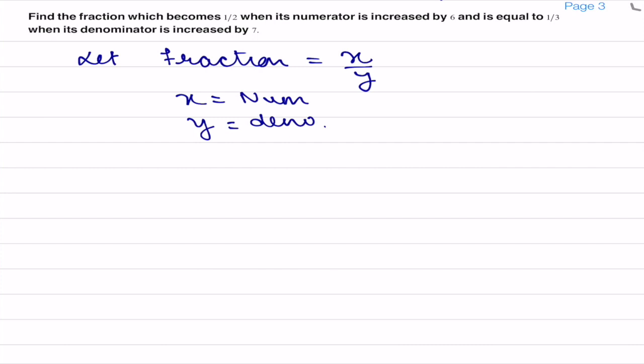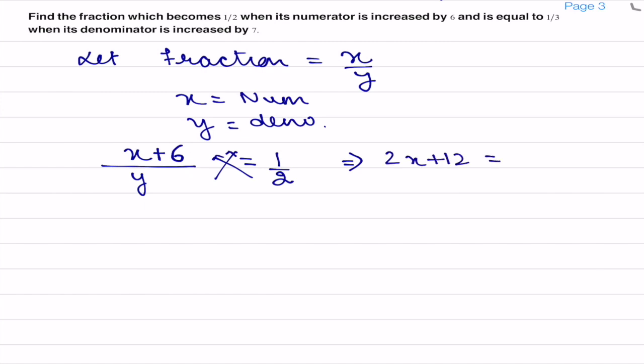Now we will apply the condition. The fraction x upon y becomes 1 by 2 when its numerator is increased by 6, means when we add 6 in the numerator, then this fraction becomes 1 by 2. This will give us the first equation. Cross multiply. So 2x plus 12 is equal to y, and 2x minus y is equal to minus 12. This is your first equation.